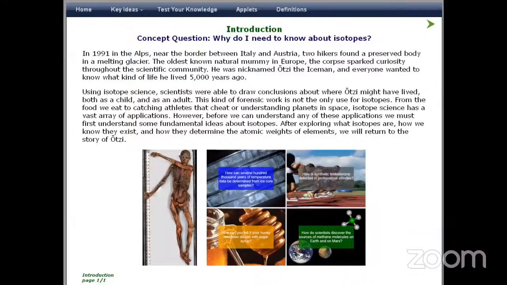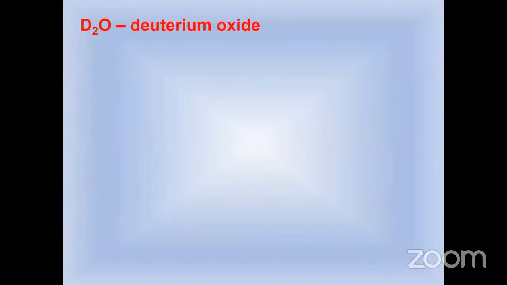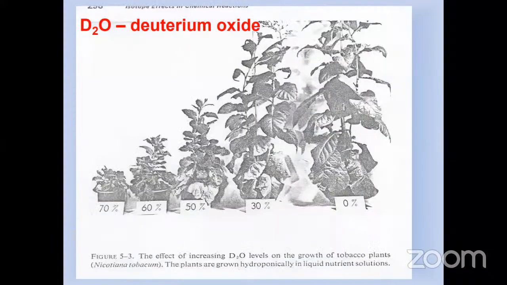And what I would like to do is to start with a simple experiment of the most common isotope that we all are familiar with, and that is deuterium oxide. Deuterium oxide, as all of you know, is known as heavy water, and that is because it has a higher density compared to water. And I'll just show you one of the effects of D2O in biological systems.